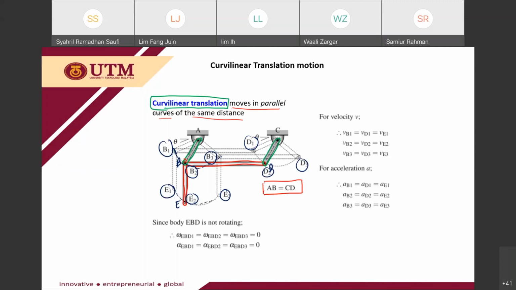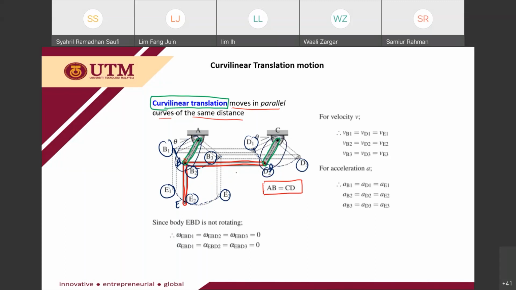You may notice that the paths here are parallel. And the distance covered by B to B3, E to E3, D to D3 is the same distance. It just swings from D to D3, from position 1 to position 3, with the same distance. So we can say that this rod moves with curvilinear translation. So I just focus on this rod. For the other arm it is a different story. For this arm, it is actually rotating.